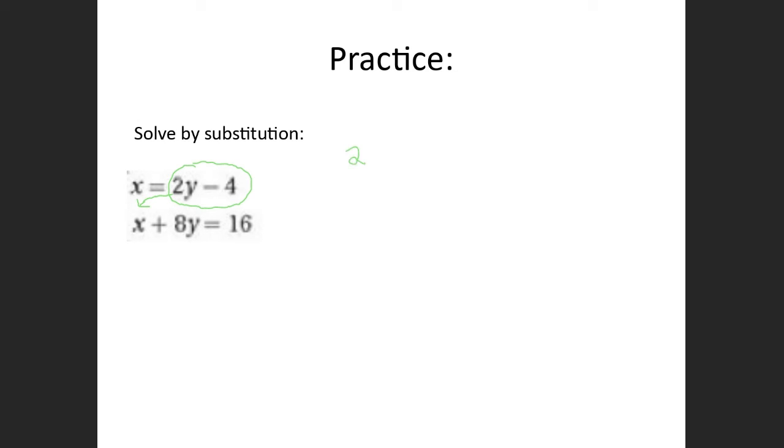So I'm going to rewrite this as 2y minus 4 plus 8y is equal to 16. And I'm going to solve this equation. I'm going to add my like terms together. So that gives me 10y minus 4 equals 16. I'm going to add 4 to both sides. So I end up with 10y is equal to 20. y is equal to 2.